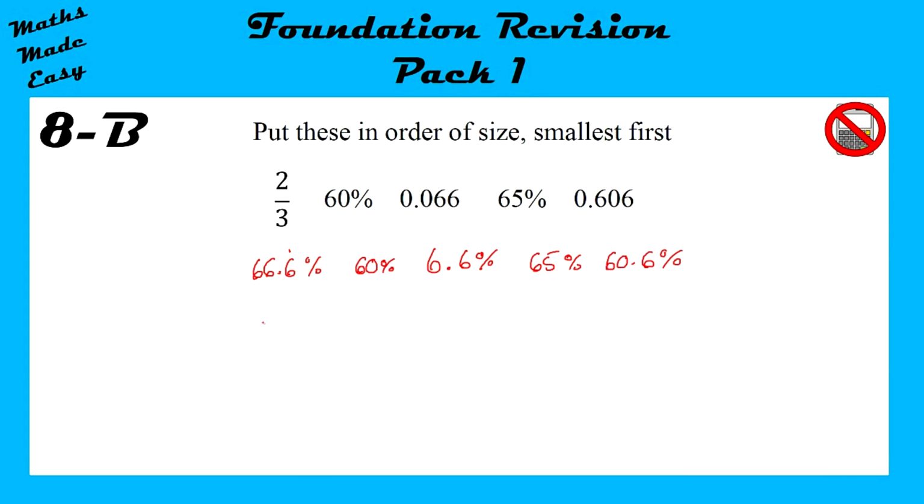So to put all of these in order then, the smallest one I've got is this one here, 0.066. The next smallest one I've got is the 60%, then 60.6, which was given as 0.606, 65%, and 2/3.